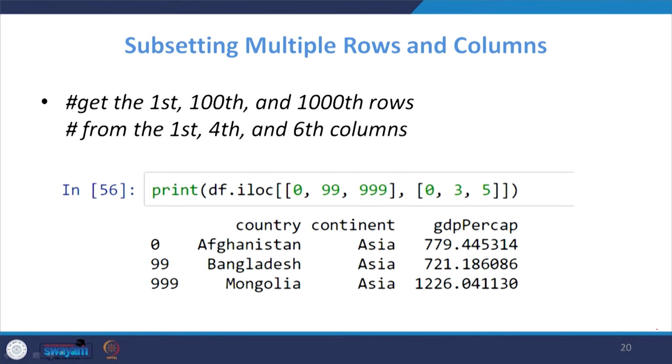Next we can subset multiple rows and columns. For example, get the first, 100th and 1000th rows from the first, 4th and 6th columns. So now we are going to simultaneously fetch rows and columns and the corresponding cells. So print df.iloc [0, 99, 999]. Similarly the column labels are 0, 3, 5. Let us see what the answer is.